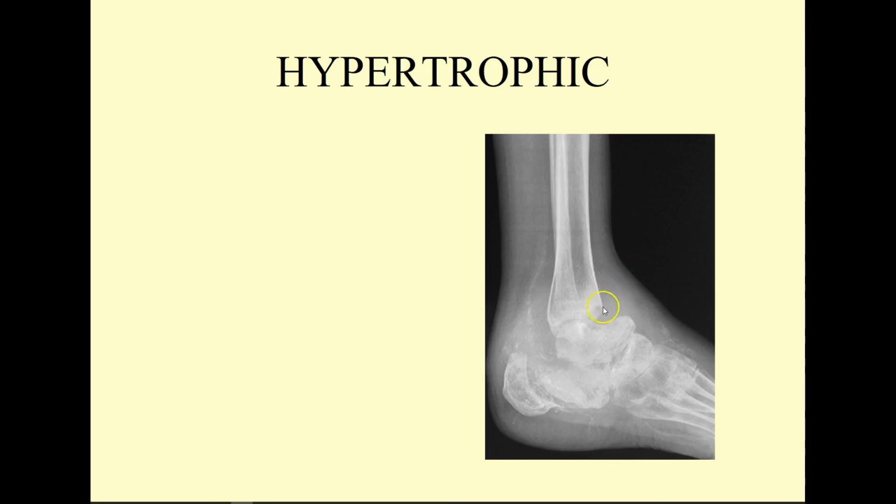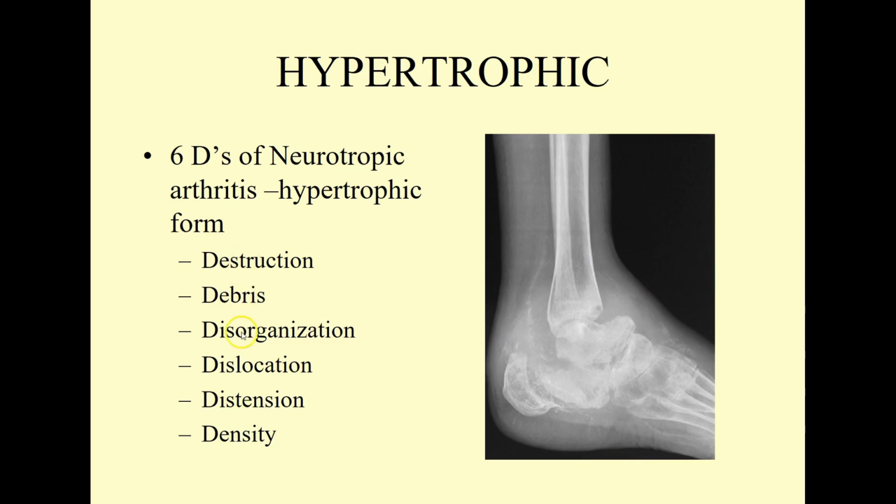So we've got destruction producing debris, certainly disorganization, density increase, dislocation, and then out here, this is the joint capsule. Joint distension is also part of the picture. So here we have destruction, debris, disorganization, dislocation, distension, and density. If you can figure out a story to tell about the image, you will never forget the 6 Ds of the hypertrophic form of neurotrophic joint disease. And again, the radiographic name for this sometimes is the Charcot joint, sometimes a bag of bones. I like bag of bones because it's clearly very descriptive.